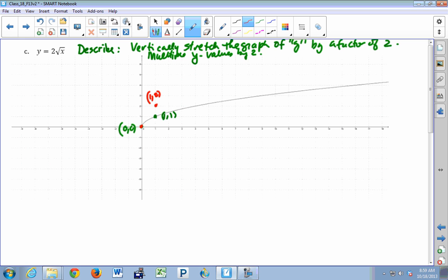All right, now where was I? What's another key point? 4, 2 was another point on my graph of G. So I'm going to double my y value only. I become 4, 4, right. Okay, and now I go to the key point 9, 3 on my original function G. My x value stays the same, and I double my y value. I become 9, 6, right? It's all right. That's plenty to show the shape of the transformed graph.